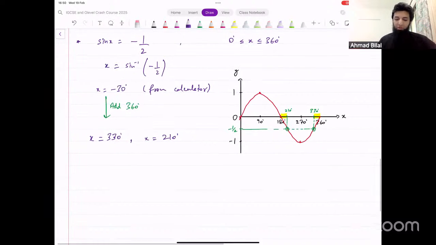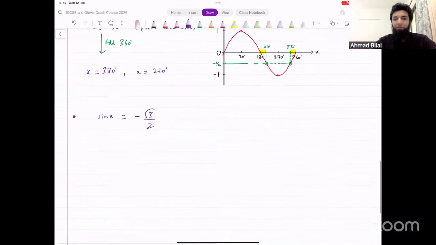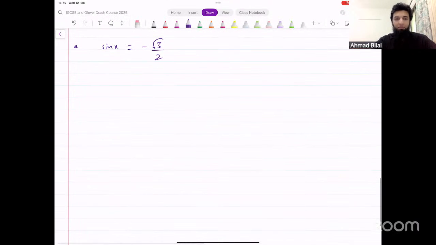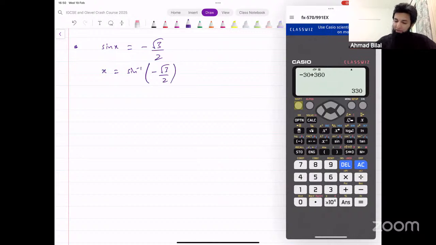Okay, I hope that makes sense. Let's take another example of this with a negative value. What if you have sine of x equals negative square root of 3/2 now? So now we've got this: sine x equals negative square root of 3/2. How do we solve this equation? Again, we put this on our calculator directly. That gives us sine inverse of minus square root of 3/2. Okay, let's see what we get from that. Sine inverse of negative square root of 3 divided by 2. I'm getting x equals minus 60. Now, if you get a negative value, you're going to add 360 to it.